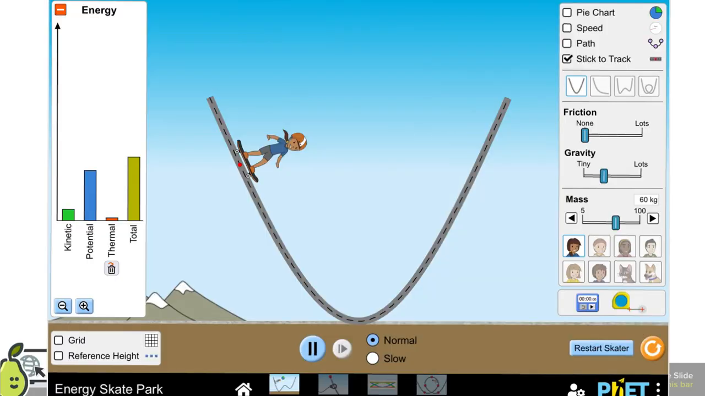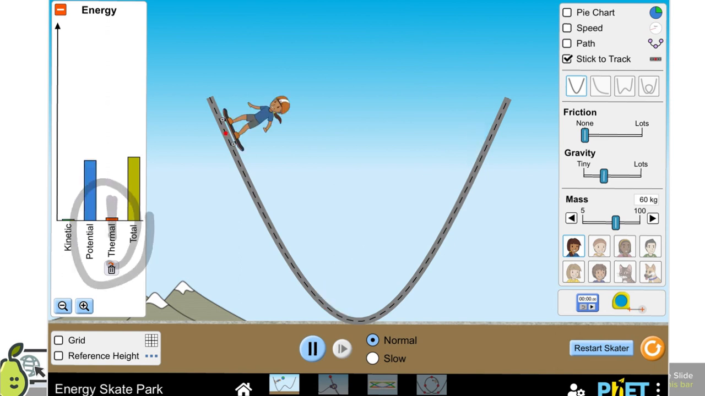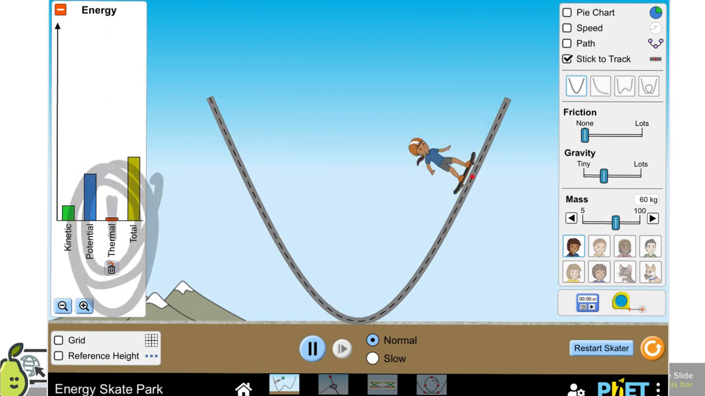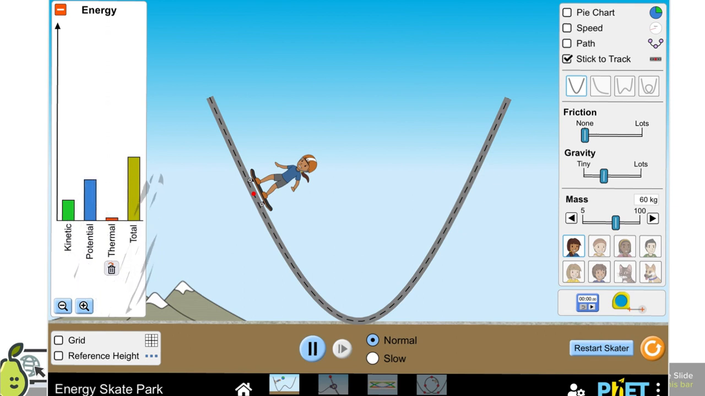So looking at an example of a system here, we have this girl and she's at this little energy skate park and she's going up and down. But right now, the system is not isolated. And our main hint that it's not isolated is right here. We can see that thermal energy is getting bigger and bigger and bigger. And so over time, she's losing some of that energy as heat, which leaves the system into the surroundings. And so that would be an example of a non-isolated system.